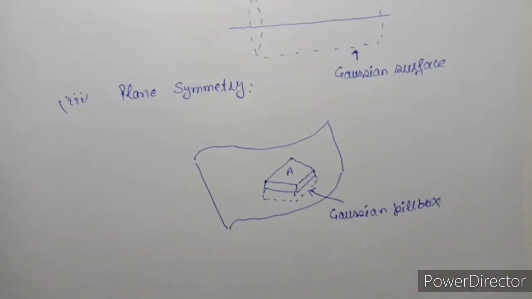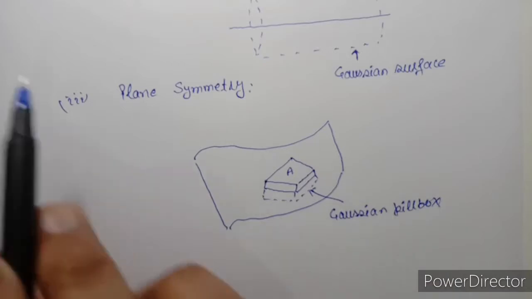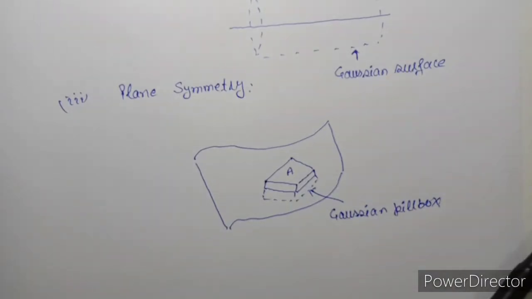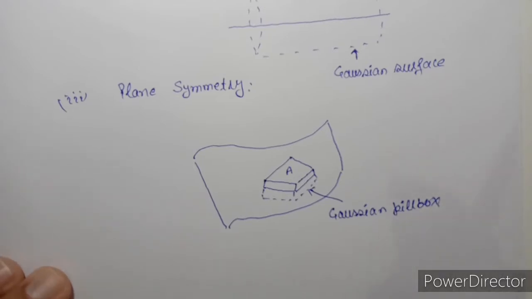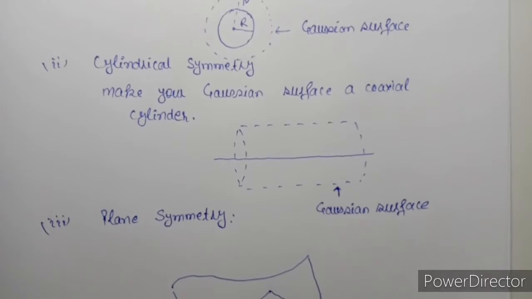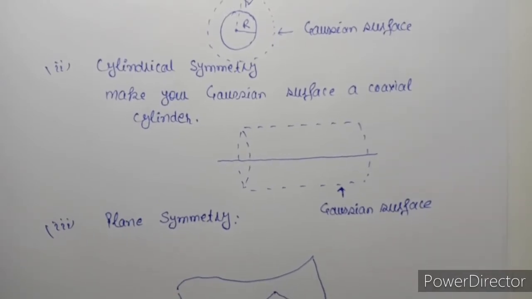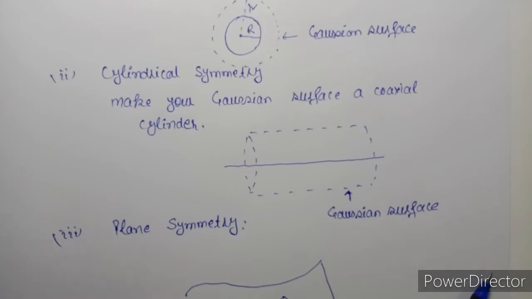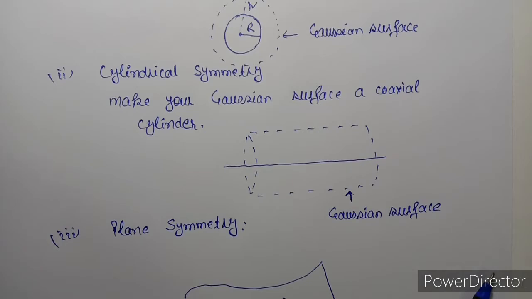So here we have three symmetries. One is spherical symmetry, second is the cylindrical symmetry, and third is the plane symmetry. Now we will discuss problems related to these symmetries.